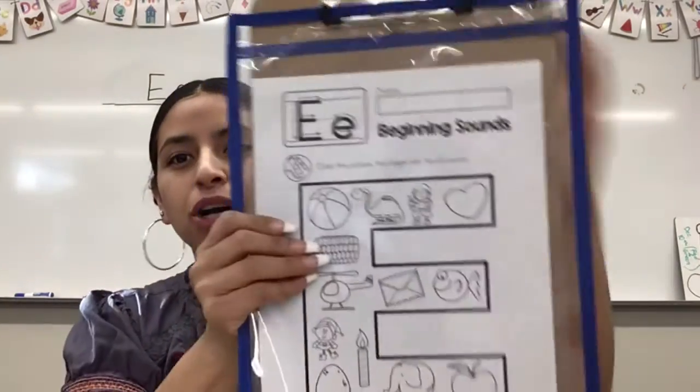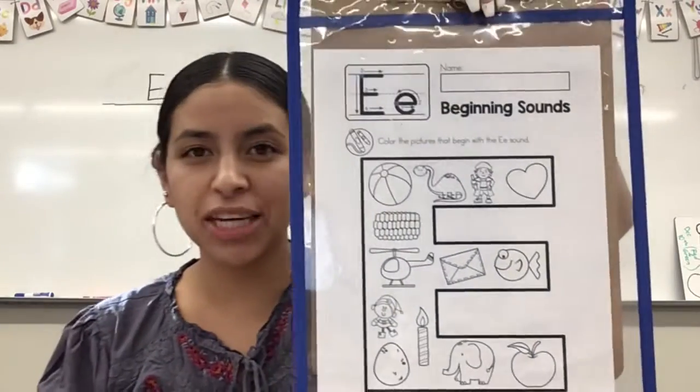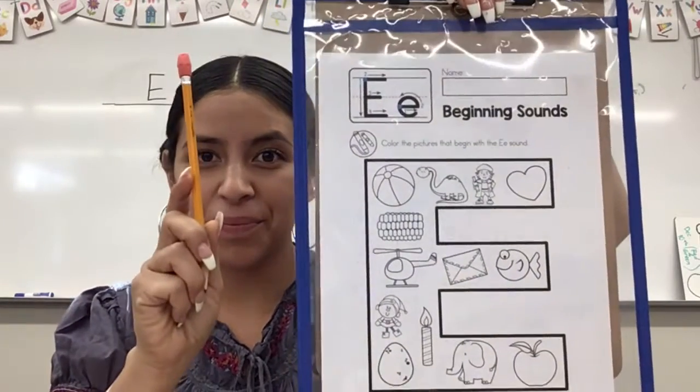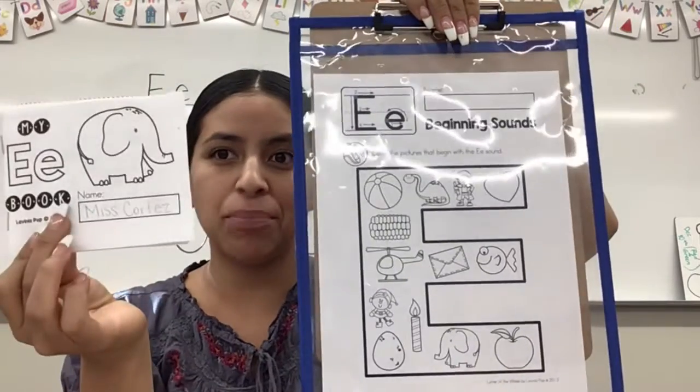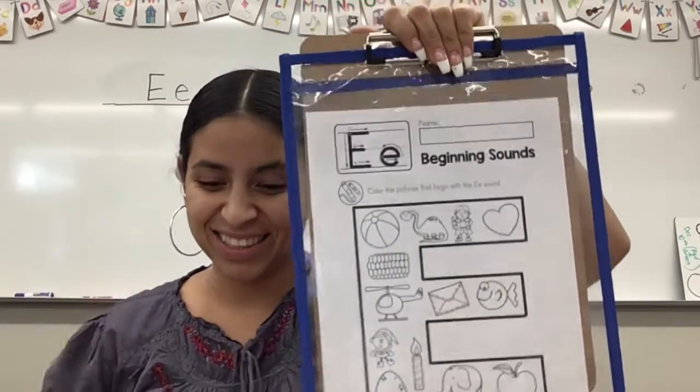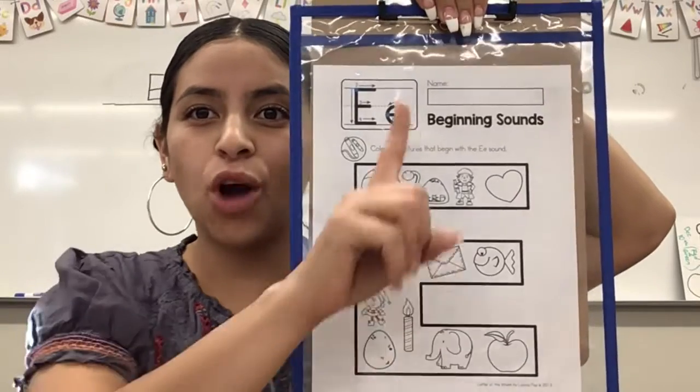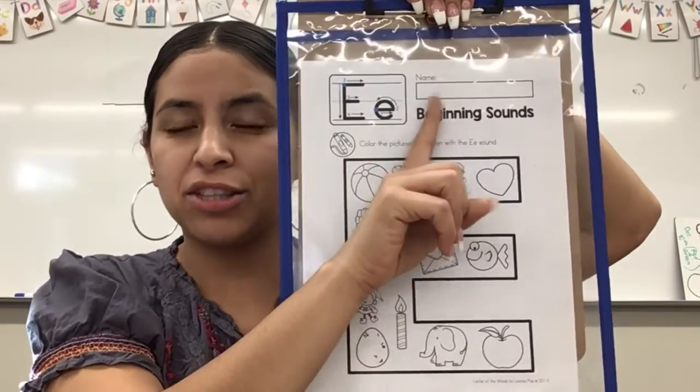You will need your beginning sounds E worksheet. You will need a pencil. You will also need crayons and your mini book for afterwards. Okay, TK, so our first step is to always write your name. Go ahead and write your name at the top.